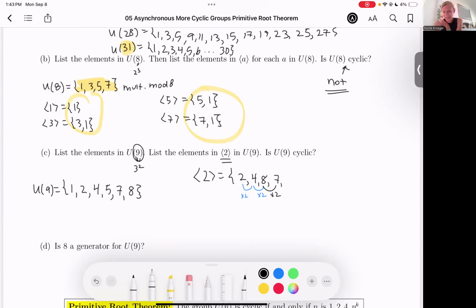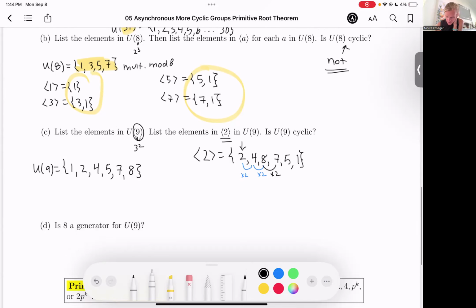And multiply by 2 again to get 14. 14 mod 9 is 5. And multiply 5 times 2, I get 10. 10 mod 9 is 1. Okay, I got back to the identity, so I can stop there. If I forget to stop, then I multiply 1 by 2, and I get back to 2. As soon as I get back to 2, I found everything on my list.